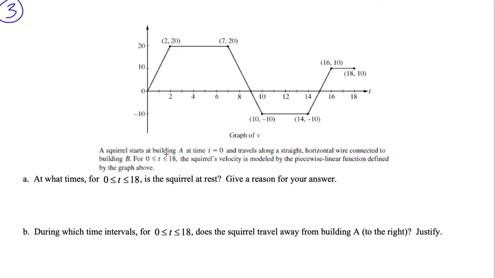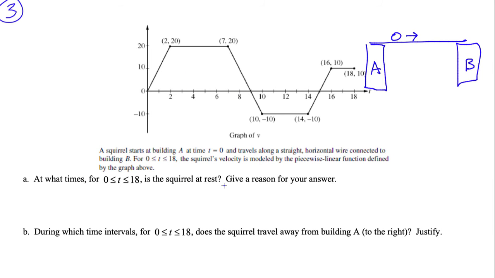I guess we should read. A squirrel is at a building A and traveling on a horizontal wire, so I can kind of think in my mind's eye a picture. Maybe there's a building right here, a building right here, and I cannot draw a squirrel. It is now, that is a squirrel. It's traveling from building A to building B on this horizontal straight wire, and we have a graph of velocity.